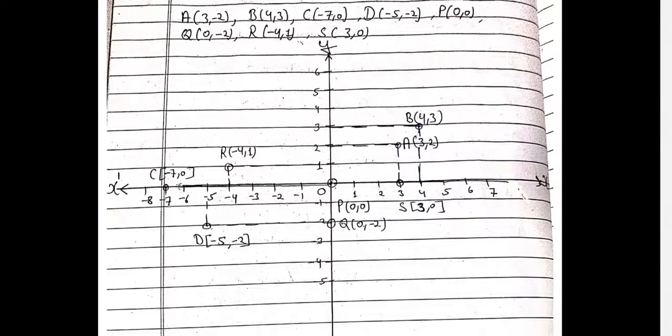Now minus 7 comma 0, come to point C. Minus 7, on the x axis you come to minus 7, and 0 means you do not move. So your answer is C minus 7 comma 0, this point only.